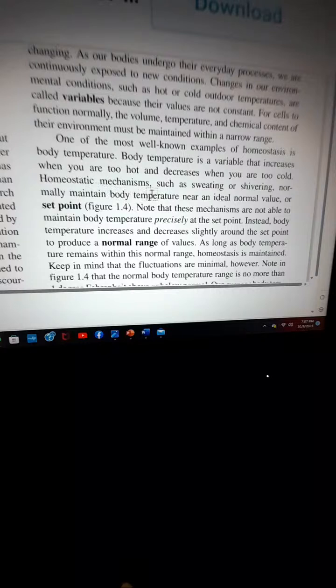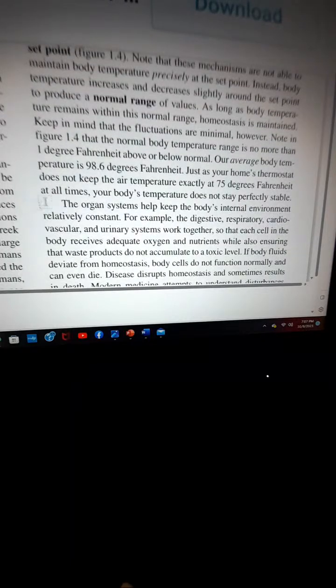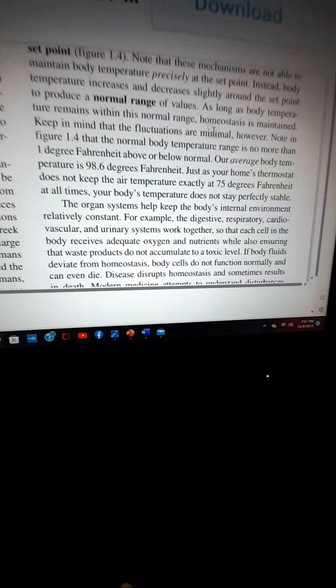Homeostatic mechanisms, such as sweating or shivering, normally maintain body temperature near an ideal normal value or set point. Note that these mechanisms are not able to maintain body temperature precisely at the set point. Instead, body temperature increases and decreases slightly around the set point to produce a normal range of values. As long as body temperature remains within this normal range, homeostasis is maintained.